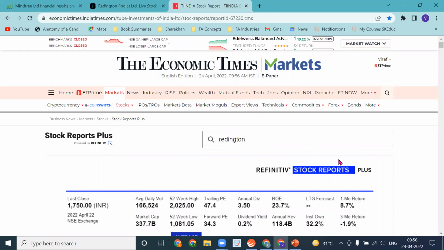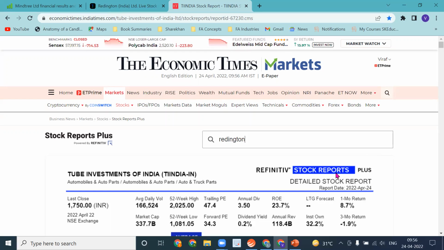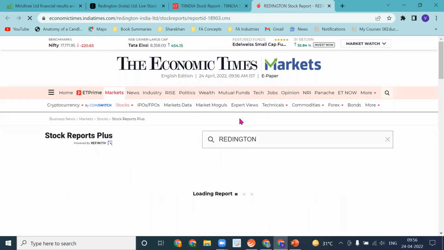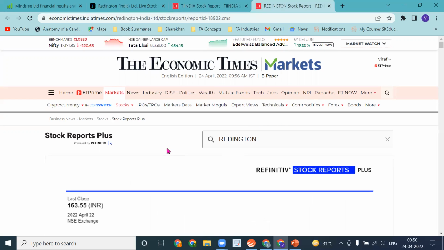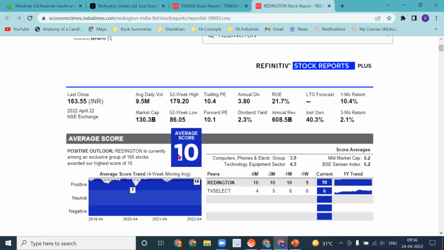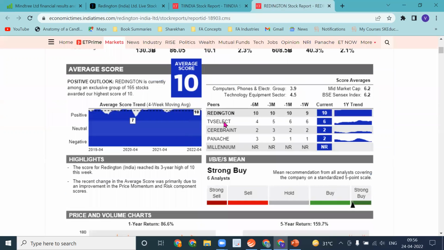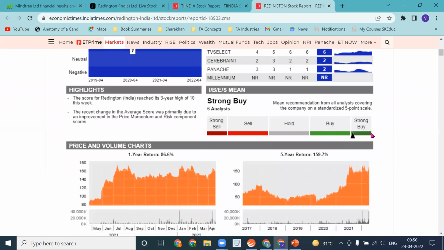I studied this report very in depth. Okay. Redington India. This will give you a good idea. Okay, and it is a reliable source. So, oh, the rating is still 9 और 10 के बीच में ही है. मतलब 10 is the best rating. Okay, what are the peers, competitors यहाँ है, देखेंगे. Okay, the strong buy, 6 analysts have said it is a very strong buy.